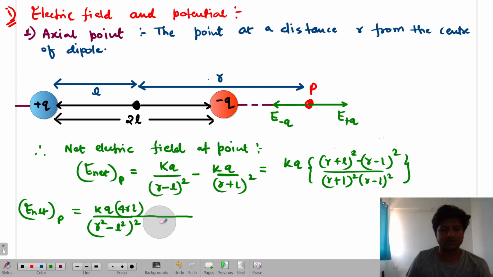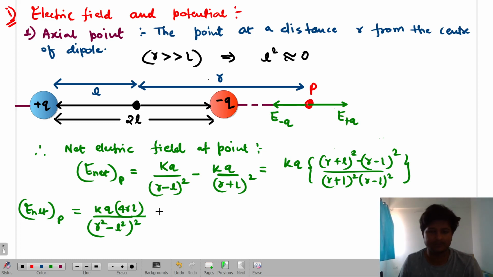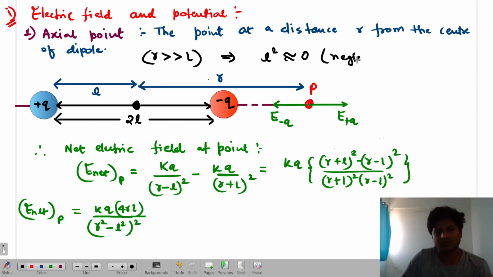So now look over here. One thing is there. This R is much bigger than L, or not? So this implies that wherever I get L square, it will be almost similar to zero, because it is very much less than R, isn't it?